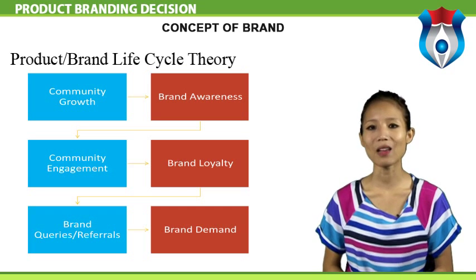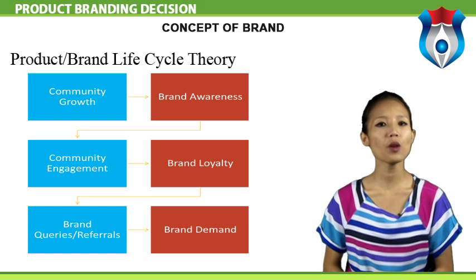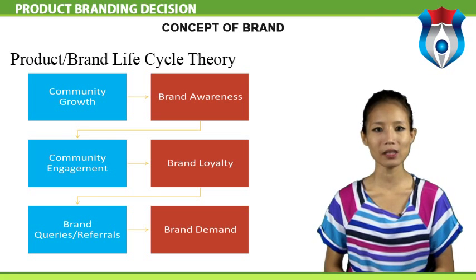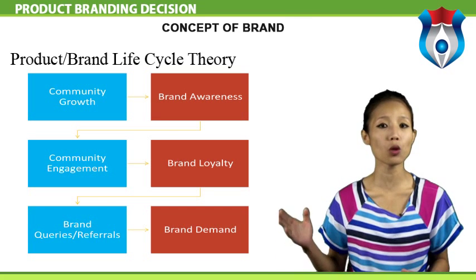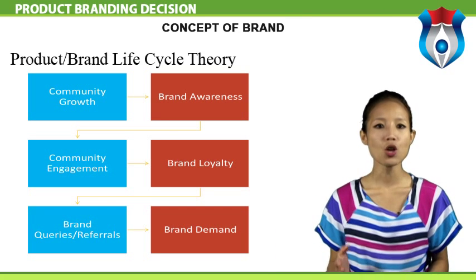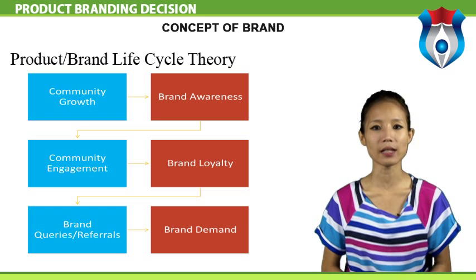Product or brand life cycle theory. The theory of product or brand life cycle (PLC) states that products or brands will all go through an introduction, growth, maturity, and a decline stage.